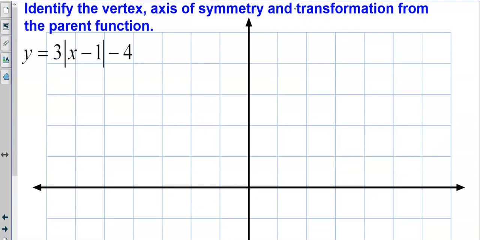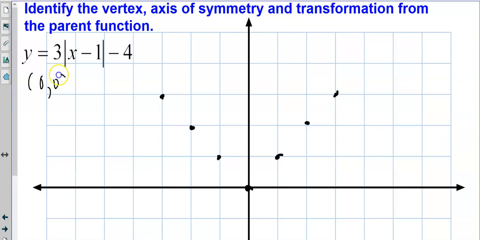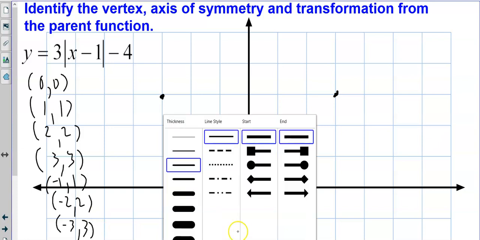There is a coefficient, so I am going to write out those ordered pairs. I'll graph them just so we have reference points there. The parent graph ordered pairs are: (0, 0), (1, 1), (2, 2), (3, 3), (-1, 1), (-2, 2), and (-3, 3). Okay, so we're going to transform those.